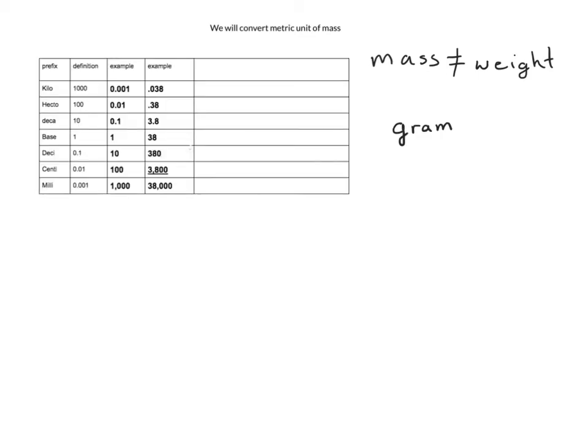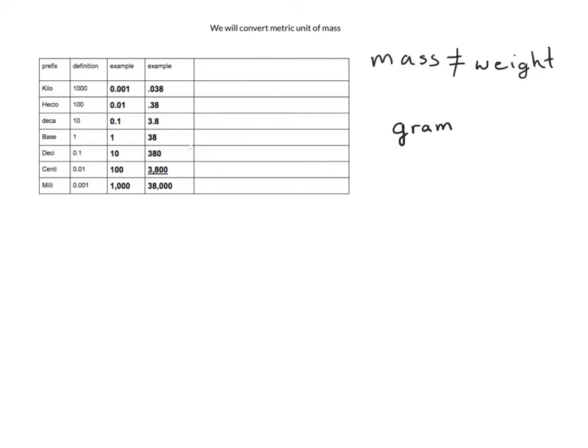Hello everybody. Today we will convert metric units of mass. So when we're converting customary units of measurement, we talked about weight. Mass and weight are not the same, and I assigned a short video that explains the difference between mass and weight. Our base unit of measurement for mass is a gram.